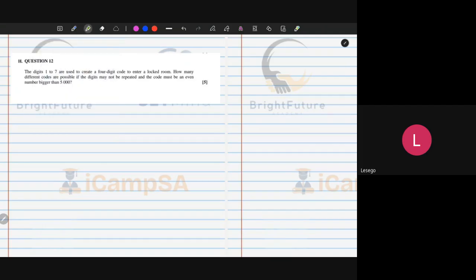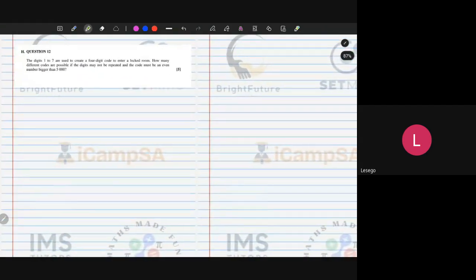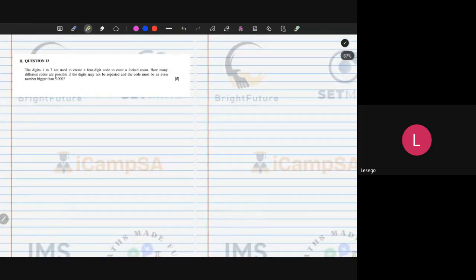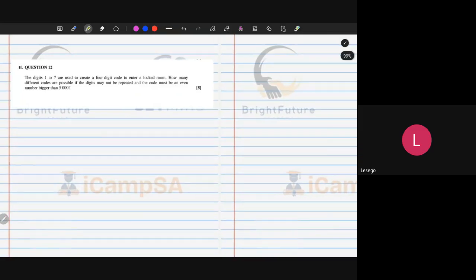Anyone to read this for us? And we wrap this up. Lisijo, you can go ahead. Please read this for us. The digits 1 to 7 are used to create a 4-digit code to enter a locked room. How many different codes are possible if the digits may not be repeated and the code must be an even number bigger than 5,000? Thanks for that.